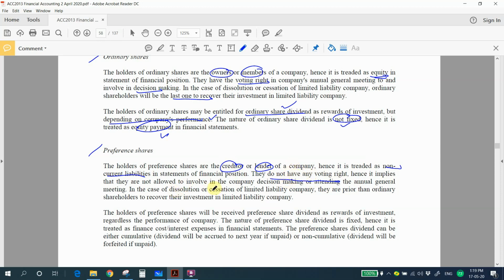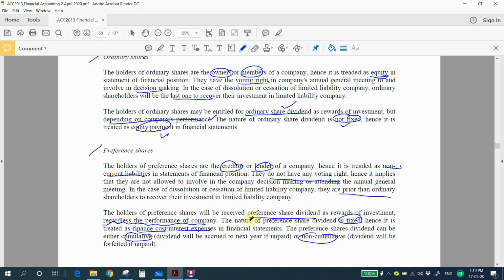In case of dissolution and cessation of the limited liability company, they take priority over ordinary shareholders to recover their investment. It means that they can take the money before ordinary shareholders. The holder of preference share will receive preference share dividend as a reward of investment, regardless of the performance of the company. The nature of preference share dividend is fixed, hence it is treated as finance cost or interest expense in the financial statement. The preference share dividend can be either cumulative or non-cumulative.